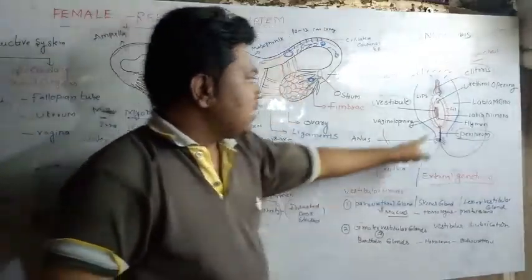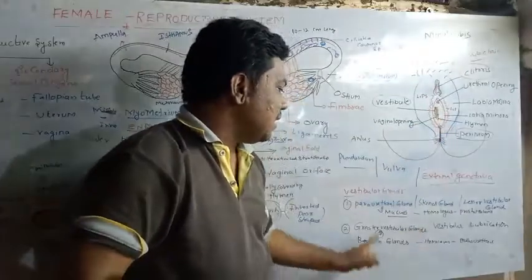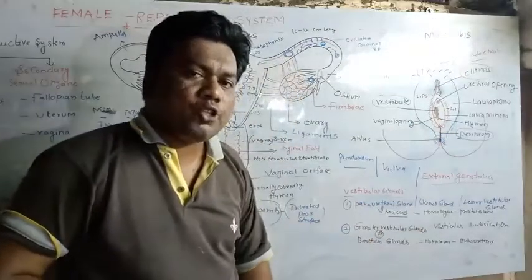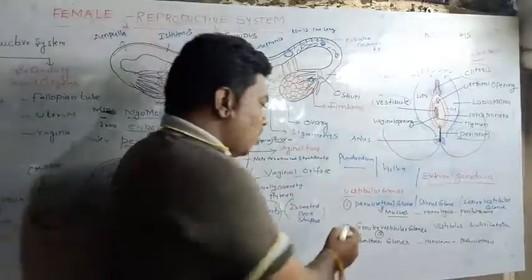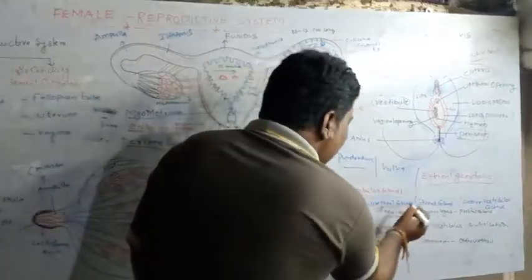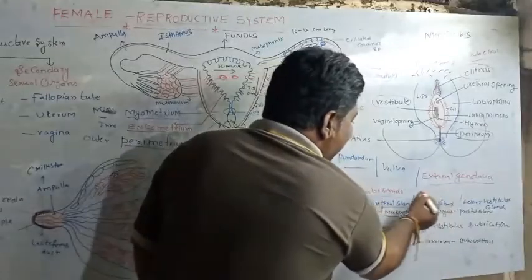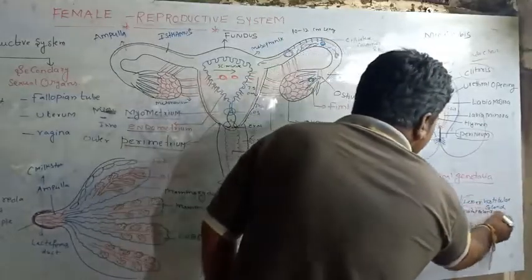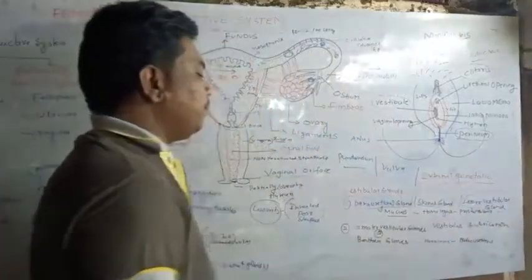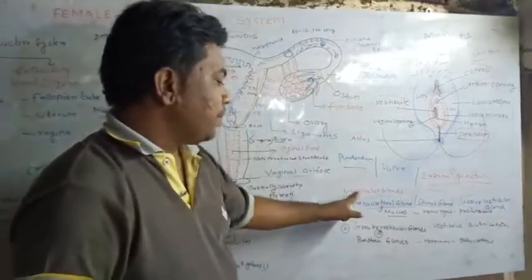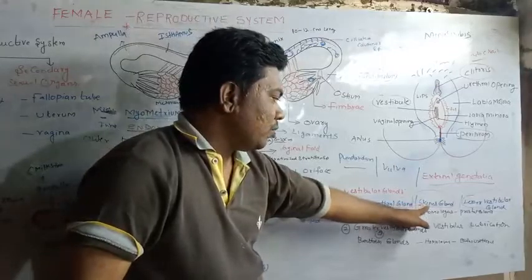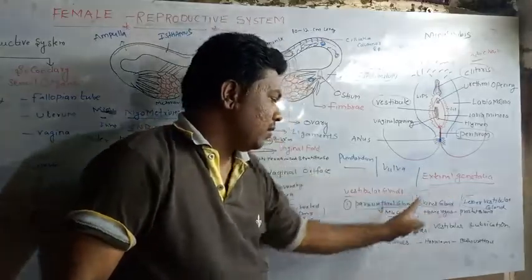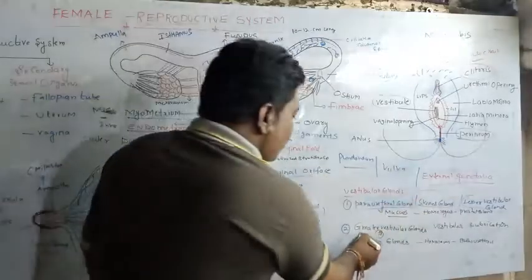And this vaginal part consists of specialized glands called the vestibular glands. These vestibular glands are mainly of two types. One is called the paraurethral gland. It is also known as Skene's gland. Sometimes it is also known as the lesser vestibular gland. So vestibular glands are mainly two types. One is the paraurethral gland or Skene's gland, also known as the lesser vestibular gland. Another one is called the greater vestibular gland.